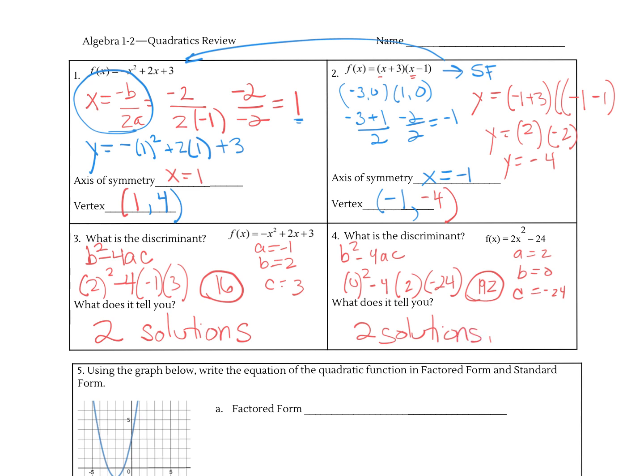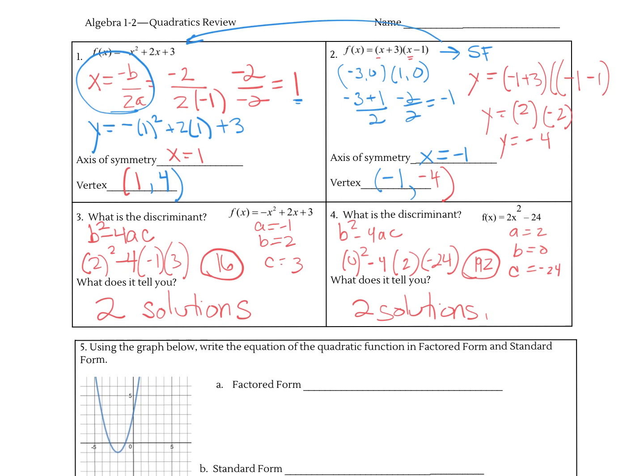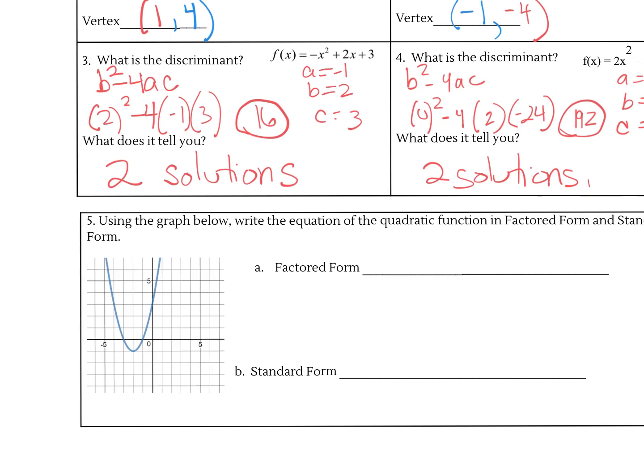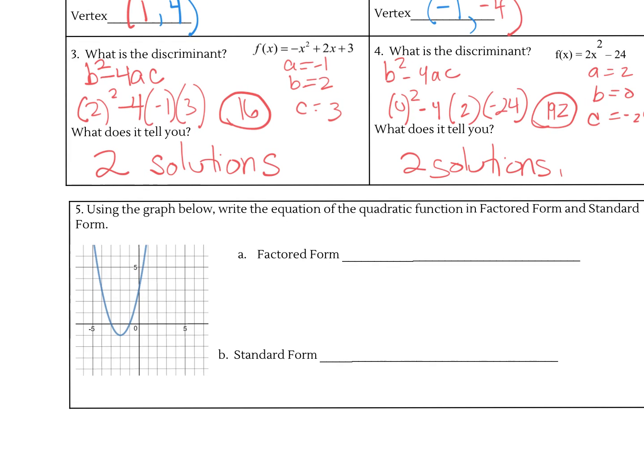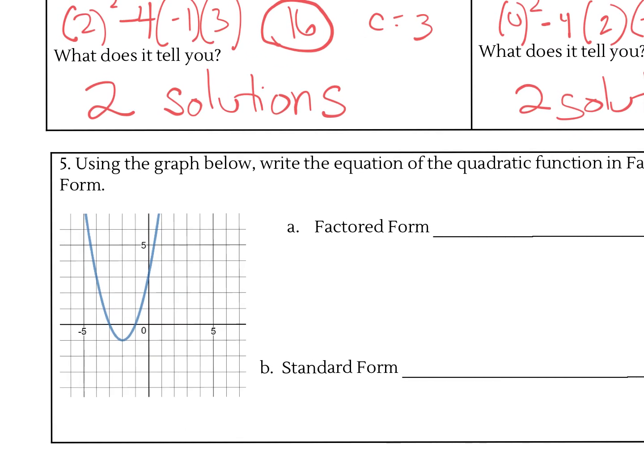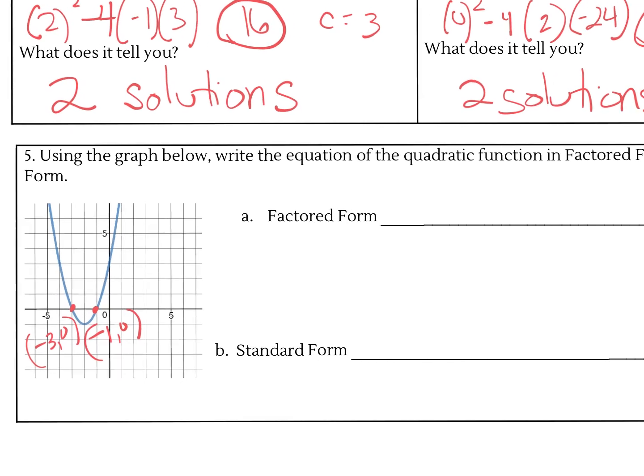Okay. Moving on, we are to write factored form and standard form from the graph below. So if we look at this, I can see that right here, that is the point -1, 0. And that right here, that is the point -3, 0. So those would be our factors. Our a value is positive because it opens up.